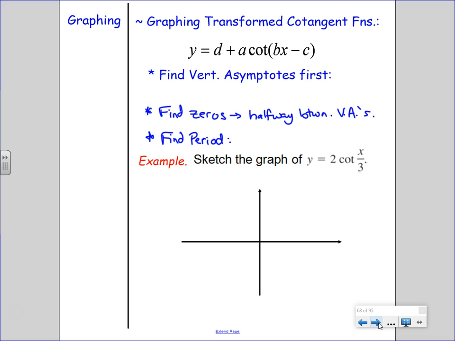So guys, we're probably not going to get through writing all this down, but hold on. Has the process really changed at all for graphing transformed cotangent? I know it's up on the ceiling. Aren't we still finding vertical asymptotes first by taking bx minus c? But this time we're not going to set it equal to pi over 2. What are we going to set it equal to? What's the first vertical asymptote? 0. So we're going to find the first one.